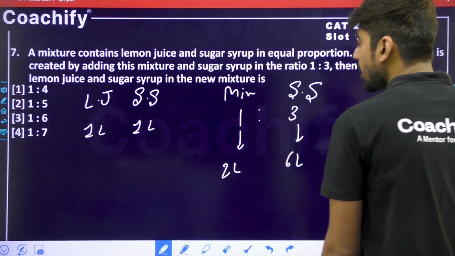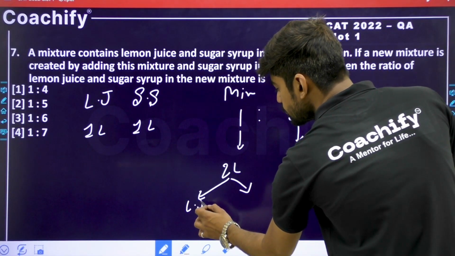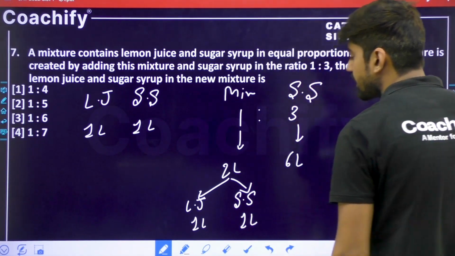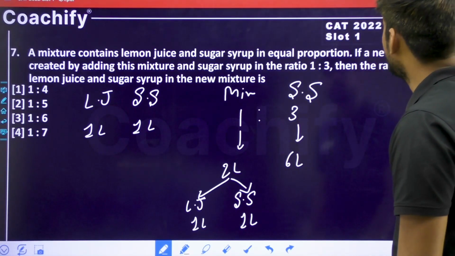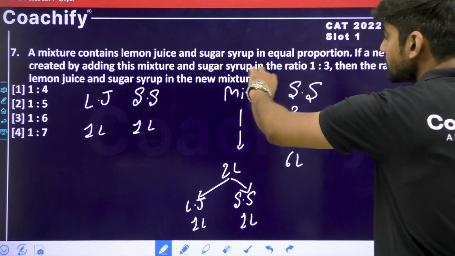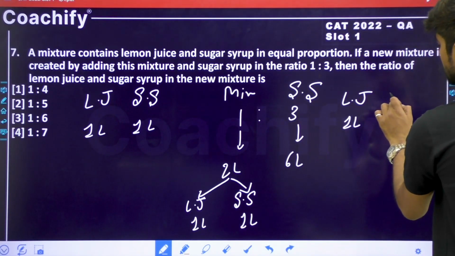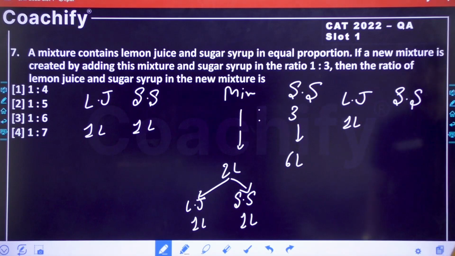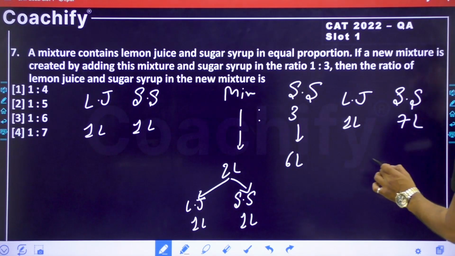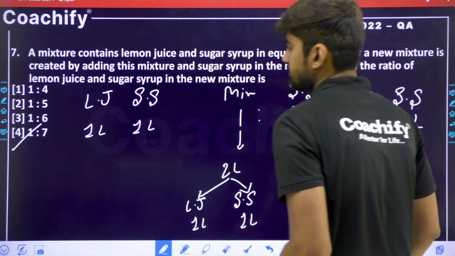Okay, perfect. Now if I break this mixture into its constituents, one is lemon juice and the other is sugar syrup. The quantity here is 1 liter, and this quantity is again 1 liter. Now the question says I have to find the ratio of lemon juice and sugar syrup in the new mixture. So this is my new mixture. The quantity of lemon juice is 1 liter, that's all. And the total quantity of sugar syrup is 1 liter and 6 liters, which is nothing but 7 liters. So the ratio becomes 1:7, which makes my fourth option the correct answer.